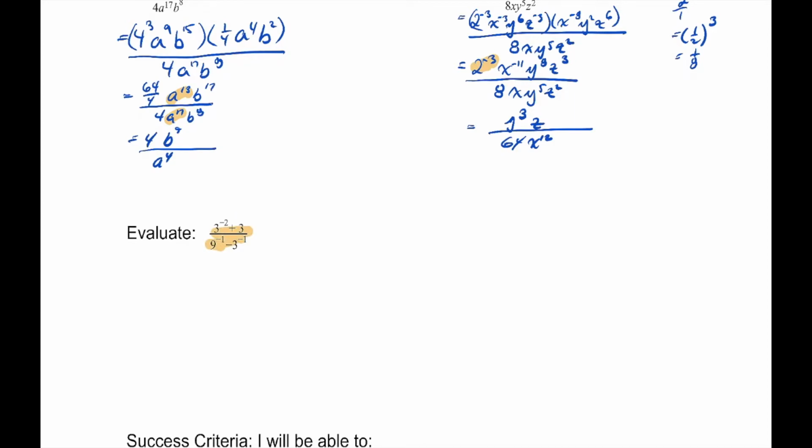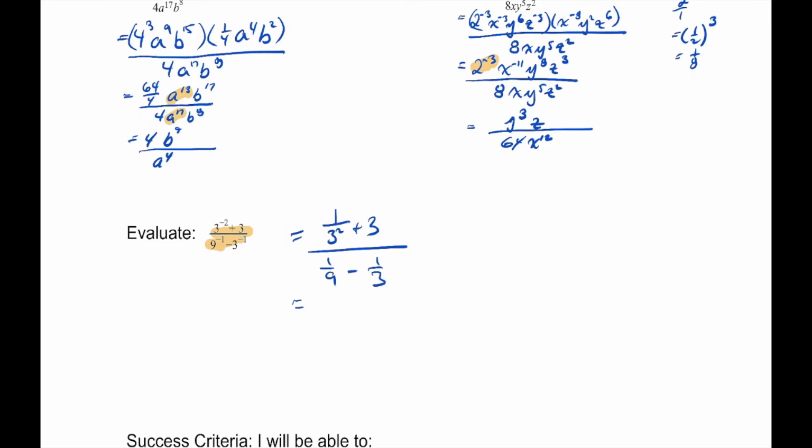So again, the idea of a negative exponent is that we reciprocate our base or flip our base, and the exponent becomes positive. So in this case, 3 to the power of negative 2 is really 1 over 3 squared, plus 3 all over 9 to the power of negative 1 is going to be 1 over 9. And then 3 to the power of negative 1 is going to be 1 over 3.